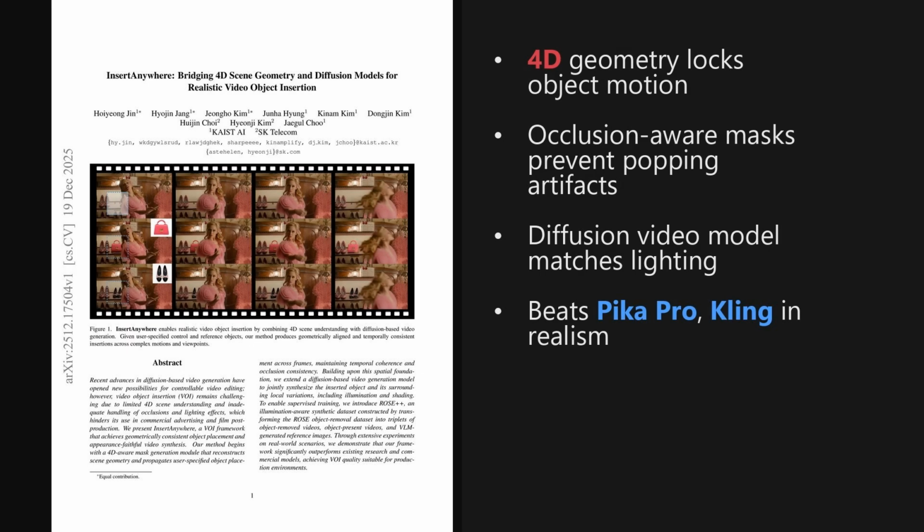Alright, 2 takeaways stand out. InsertAnywhere gets realism by pairing explicit 4D geometry, which handles motion and occlusion, with diffusion-based generation that learns lighting and shading instead of doing a flat paste. The broader implication is that controllable video editing may need this geometry plus generative combo to feel production ready.